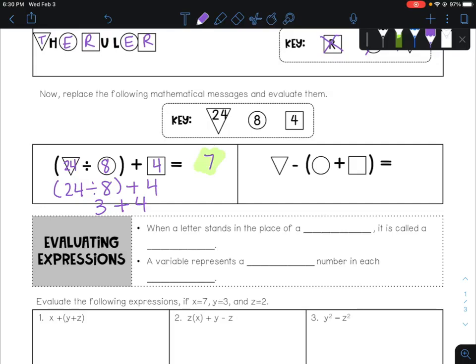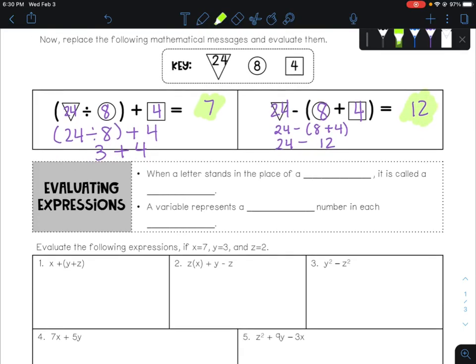And then for the next one, still the same key, so triangle, 24. Anytime you see a circle, that's 8, and anytime you see a square, that's 4. Now the parentheses have moved, so we're going to do the 8 plus the 4 first, which is 12. Copy the rest, 24 minus 12. Final answer is 12. Okay?